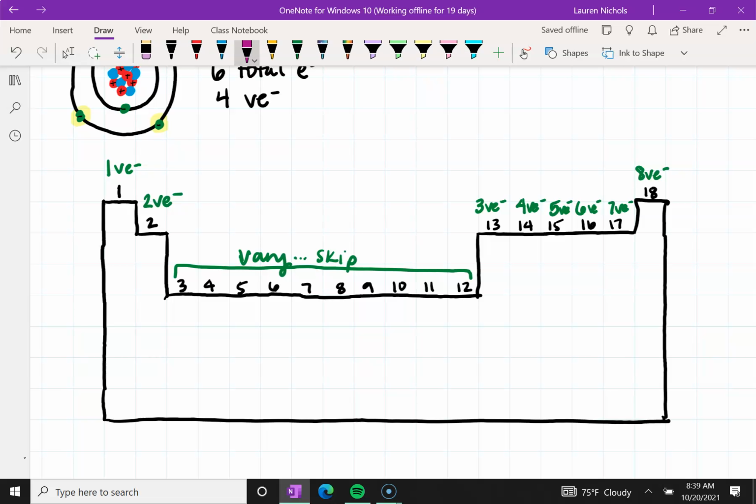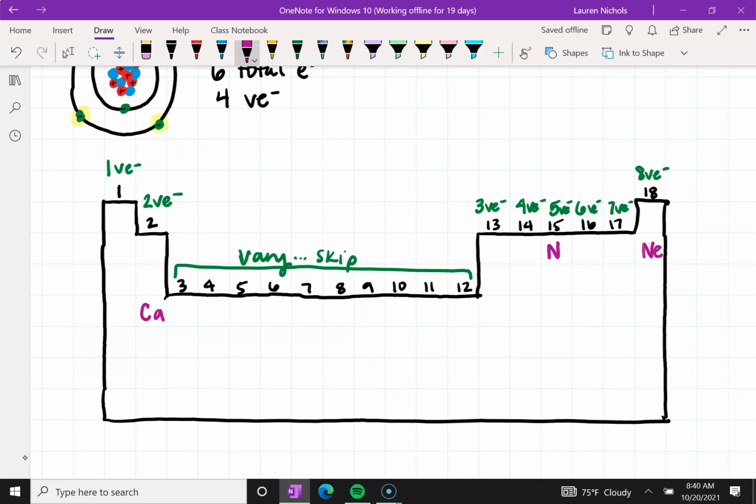Now, being able to identify how many valence electrons an atom has very quickly by looking at the periodic table is extremely important. For example, if I say how many valence electrons does nitrogen have, you should know that nitrogen is right there on the periodic table, so it has 5 valence electrons. Or that calcium is right here on the periodic table, so it has 2 valence electrons. Or that neon has 8 valence electrons because it's in column 18.